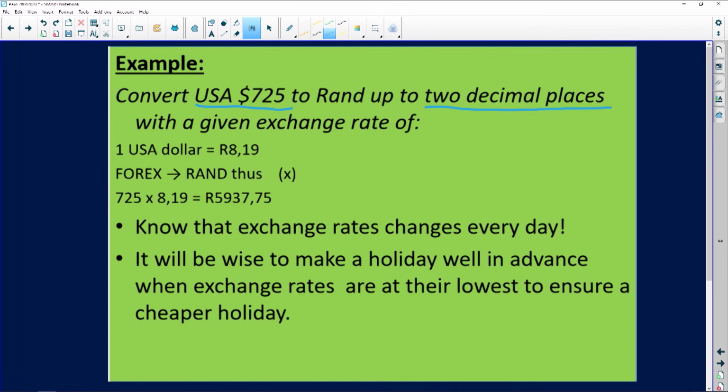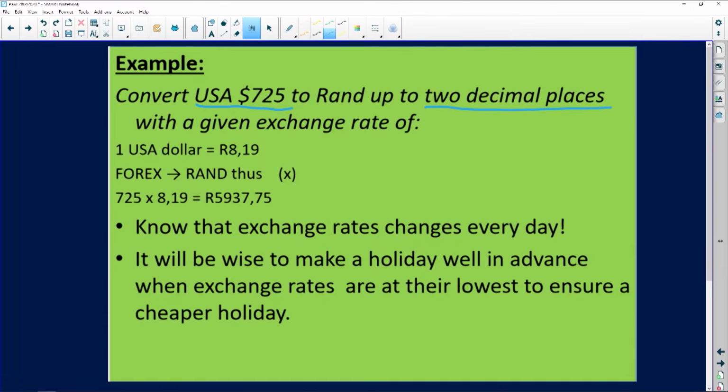Okay, so we have 725 US dollars. Let's say you came back from holiday overseas, you want to convert it back to rand. So what you're going to do now is first, if you're using my tip, you're going to write out the words. I want to convert my forex to rand. You write that sentence out. Okay, the last letter of the first word, forex to rand, is X, multiply. So already you know you're going to multiply.